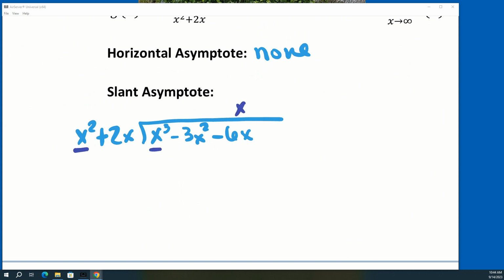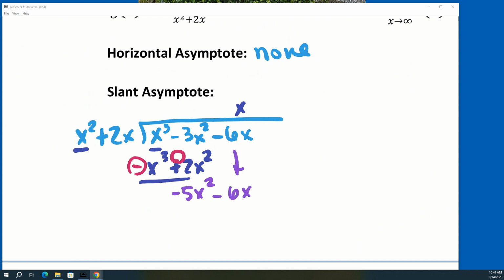And that's just going to be x. And then distribute that x. Okay. And then be real careful that you subtract both of these. So you change both those signs. And you're going to get negative 5x squared. And then bring down the minus 6x.